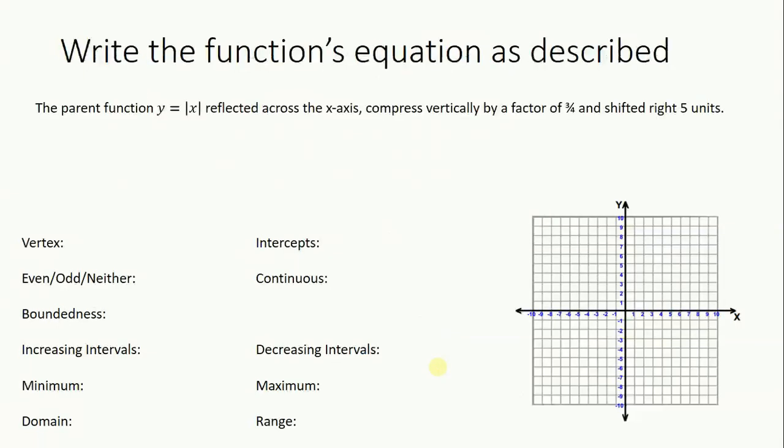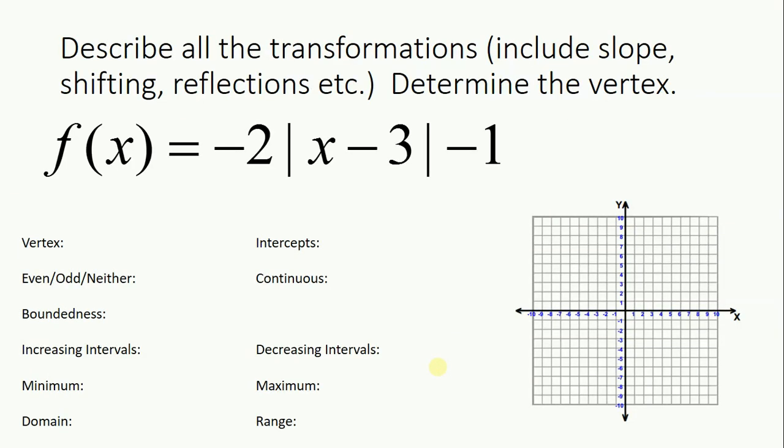So let's take a look at a particular graph here. We're going to take a look at all of it, and then we're also going to answer all of our key feature information as well. It looks like we are reflecting. Looks like we're doing a stretch, and it looks like we're moving right 3, and it looks like we're going down 1. So first, thinking about my parent, we're going to move right 3.